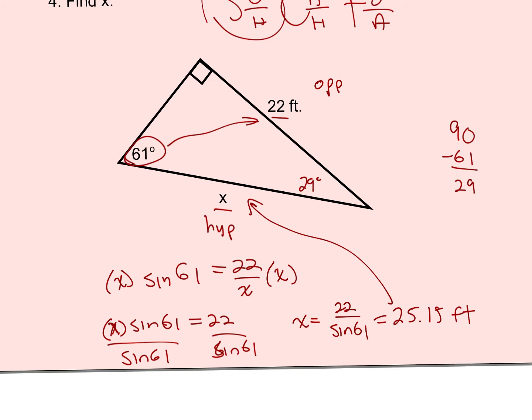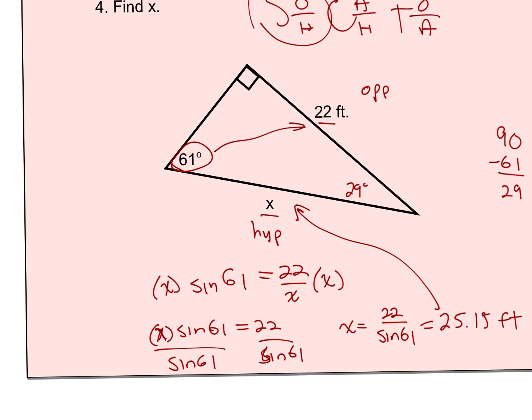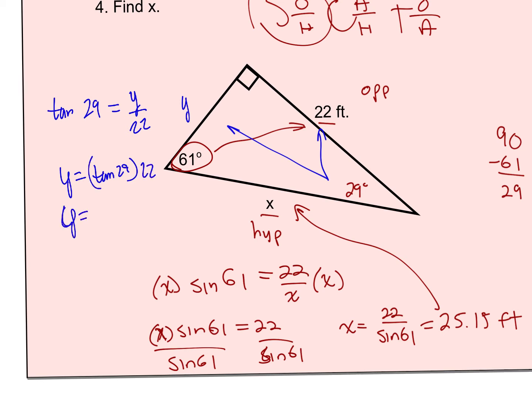And then because I know this side, I could figure out the third side without too much difficulty. I could take the tangent of 29 and call this, we'll just call this y. And that would be y over 22, because from this angle, that's my opposite. That's my adjacent. So the tangent of 29 times 22 will give me 12.19. So that's what that is. So now I've got all three angles, I've got all three sides. That triangle is solved.